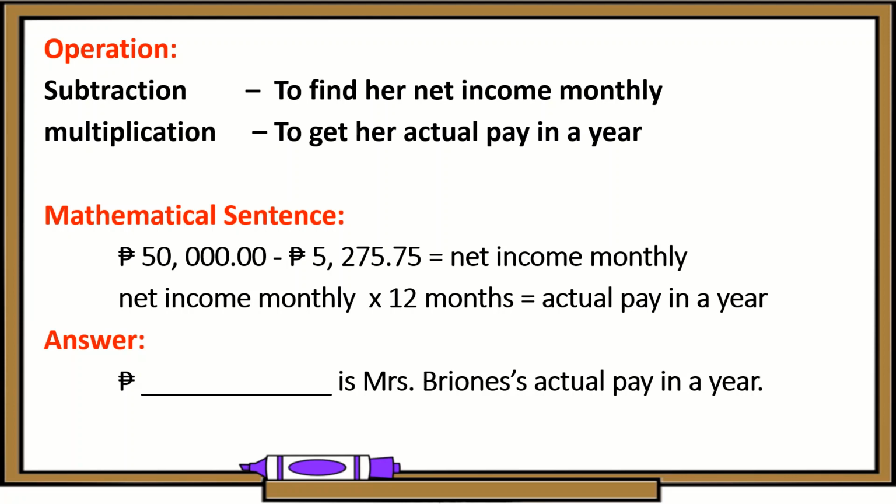Then, multiplication ay gagamitin natin para makuha yung actual pay sa buong isang taon. Then, your mathematical sentence ay 50,000 pesos minus 5,275 and 75 cents. That will be your net income monthly. Pag nakuha nyo yung net income monthly, you are going to multiply it by 12 months kasi meron tayong 12 months in a year. And that will be your actual pay sa buong isang taon. And then answer, blank is Mrs. Briones' actual pay in a year.